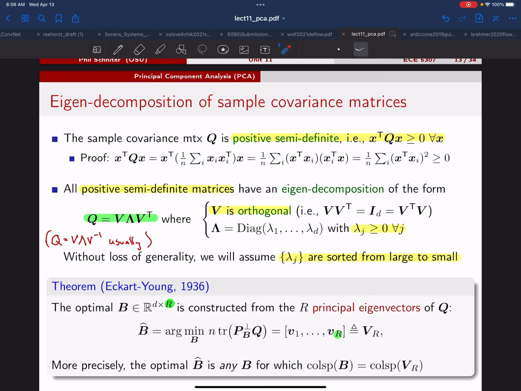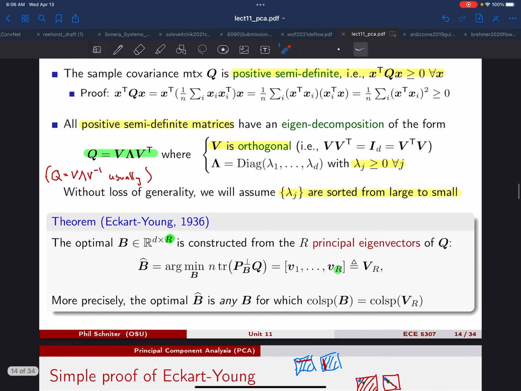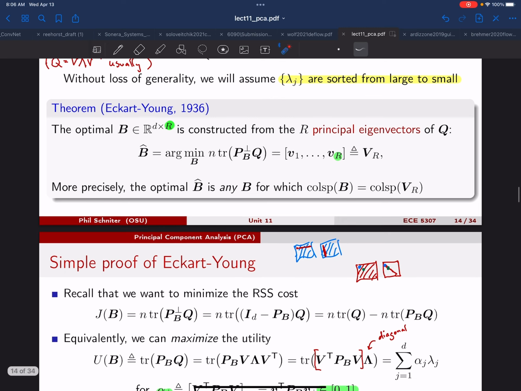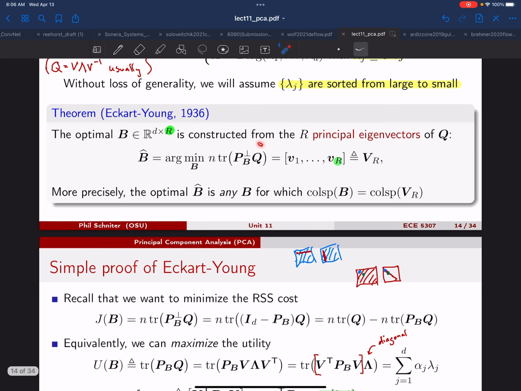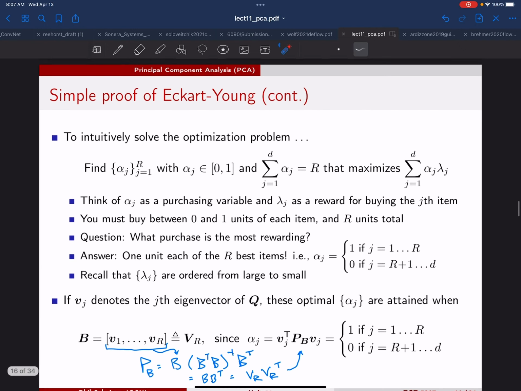We're going to assume that they're sorted from large to small, although depending on the solver, you may or may not get that when you actually compute the eigendecomposition. And then finally, the last step was proving that if one minimizes our RSS cost with respect to B, you can do this by choosing the R principal eigenvectors of Q. So we went through that proof last time.